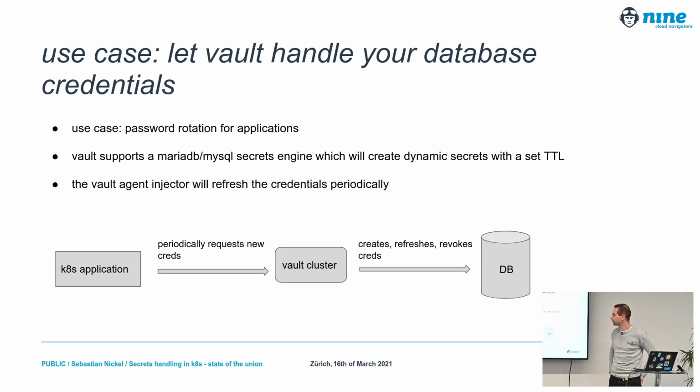And another use case I had: let Vault handle your database credentials. I told you in the beginning about it. The use case is just password rotation for applications, and I pointed it out here in the graph. Your Vault cluster has a connection to your database, and it creates, refreshes and revokes credentials for you, and your Kubernetes application just periodically requests new credentials from Vault. And if it, for example, doesn't do that anymore, then that's cool, because your credentials won't be refreshed and your application won't leave any unnecessary credentials around anymore.